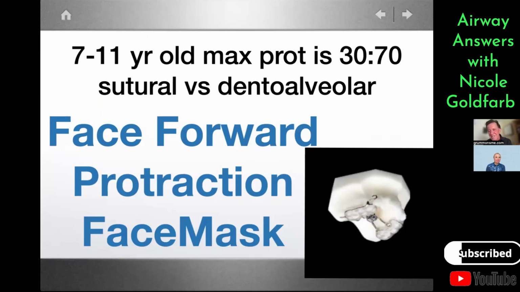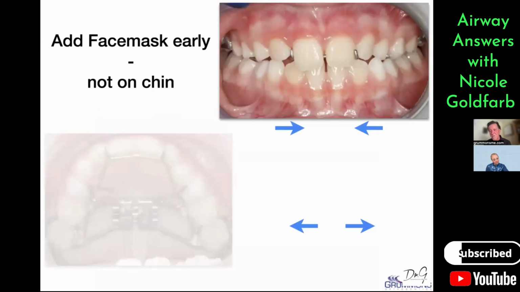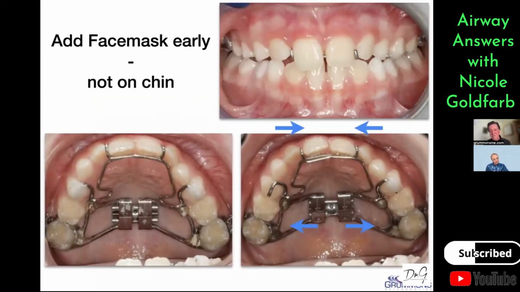Okay, so now the 7 to 11-year-old, we don't get as much orthopedics. So it's more 30% orthopedic, 70% dental alveolar. Still beneficial, but not the same as it would have been on a 3 to 6-year-old. But it is face forward, same principles where we have an expander and we're going slow. Face mask is being worn, takes a few months longer at that age, but we still get real beneficial change.